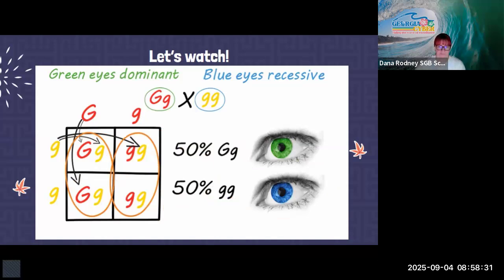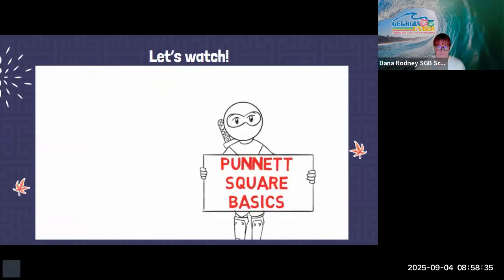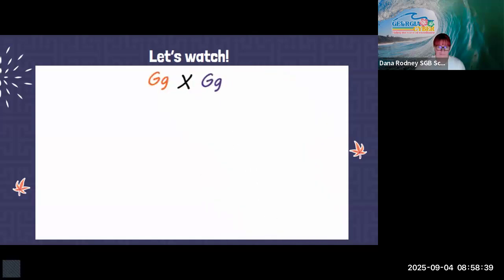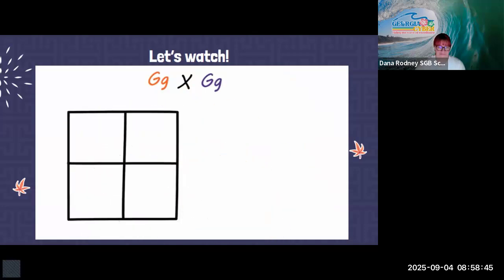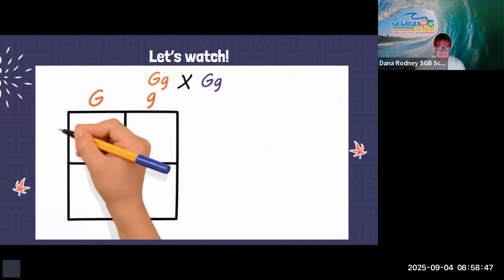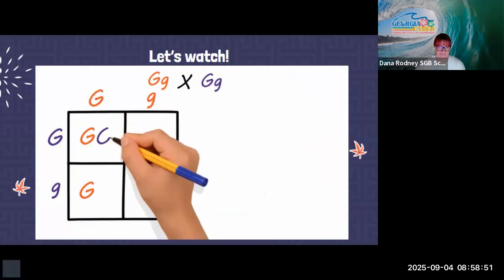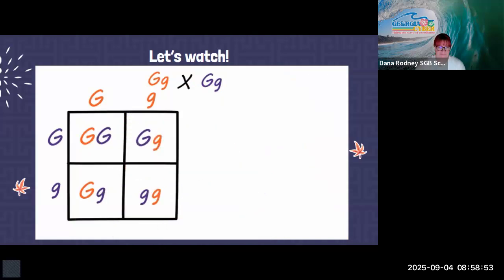Let's look at another example. We'll cross 2 genes that are heterozygous for eye color in this example. So big G crossed with big G. These colors are just for illustration purposes. So we again will draw our Punnett square and put one gene on top and the other down the side, and then carry the letters through to their respective quadrants and analyze the results.